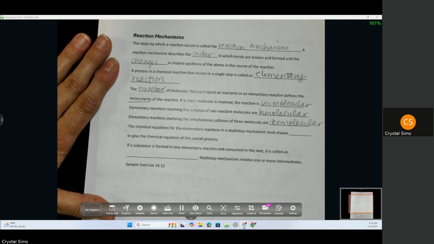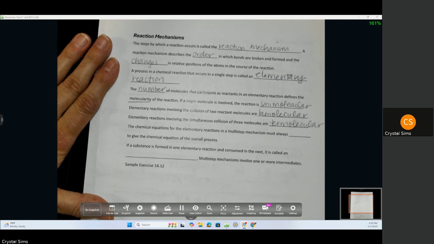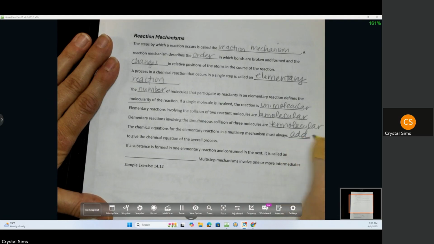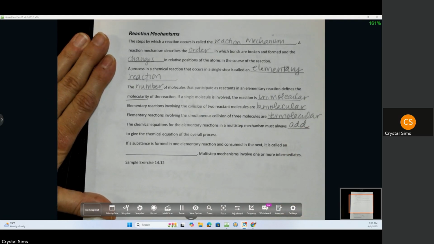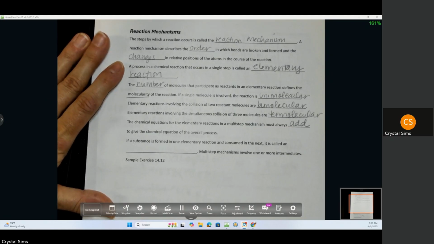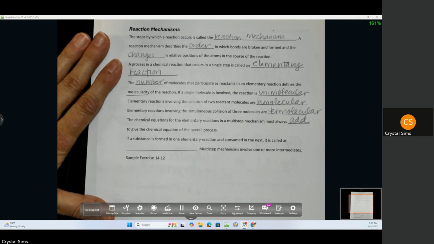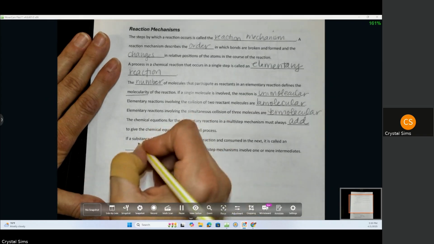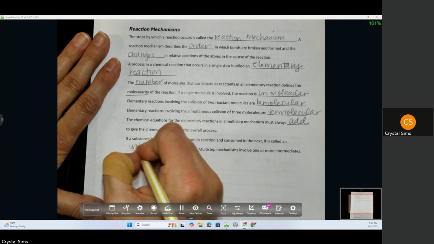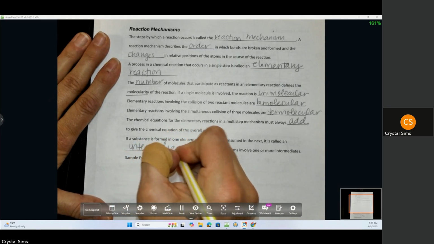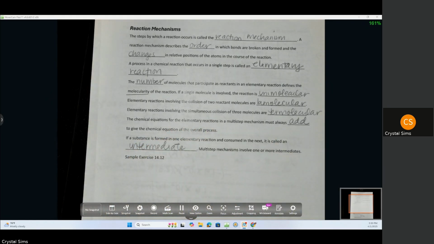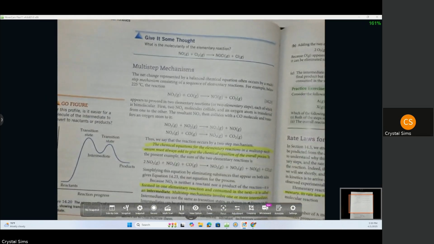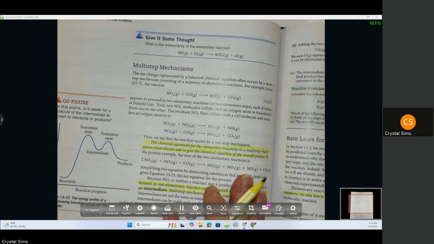The chemical reactions for the elementary reactions in a multi-step mechanism must always add to give the chemical equation of the overall process. And if a substance is formed in one elementary reaction and then consumed in the next, that is called an intermediate. So you've got an example here in your book. Let's look at this example.